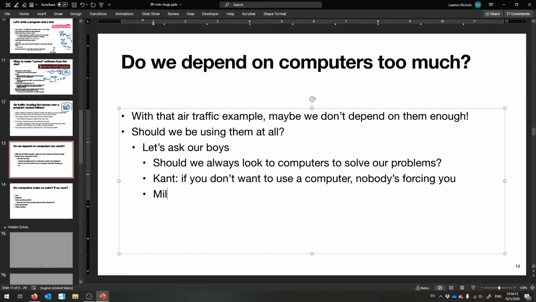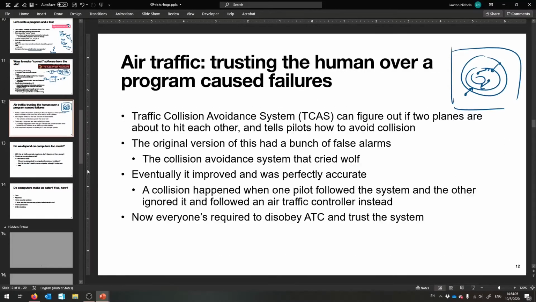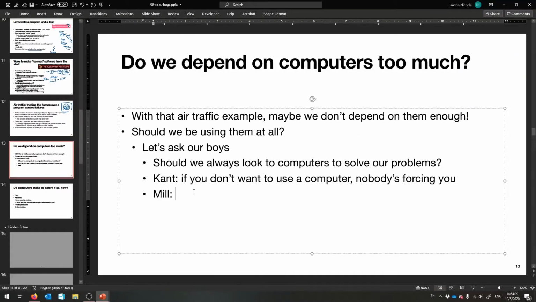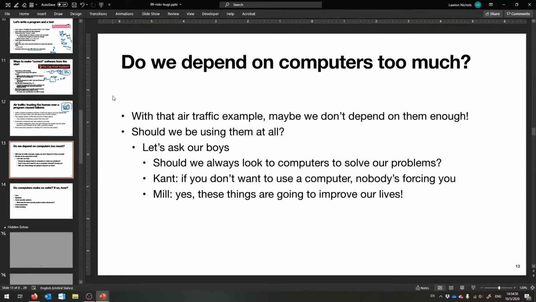Whereas Mill, or a utilitarian, might be like, well, what does this do for us? Does it make our lives better? And I think usually it does. Like, it's going to save your life more often. It's going to do good things. Eventually, once we work out all the kinks, that is. So a utilitarian might say, yes, it's going to improve our lives eventually, and so we should depend on computers.